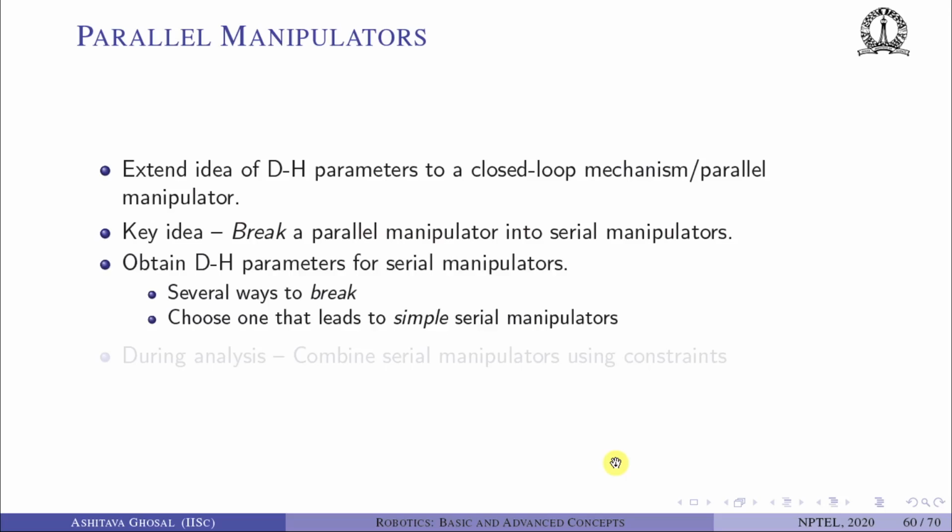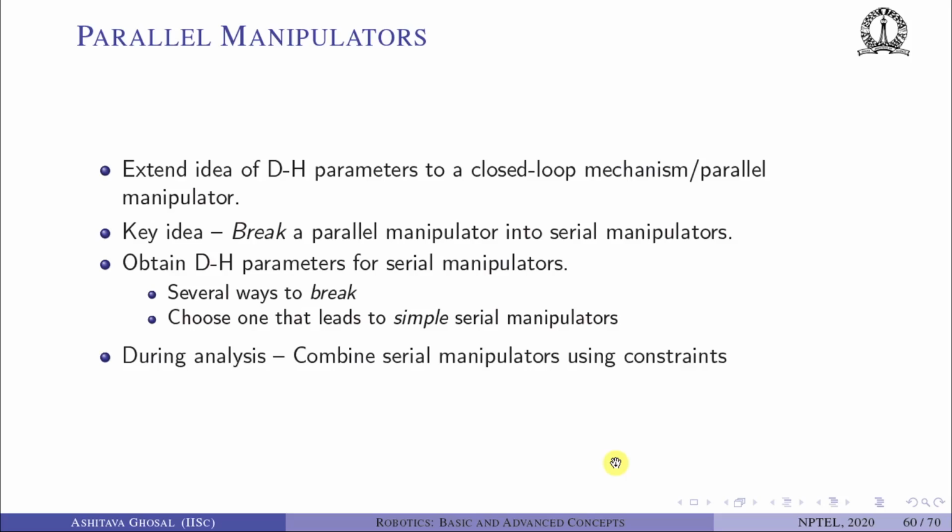Okay, what is the complication? The complication is there are several ways to break a parallel robot or a closed loop mechanism into serial robots. So if you break it in one way, you will get one set of DH table. If you break it in some other way, we'll get another set of DH parameters. So the obvious thing is to choose a way to break such that you get simple serial manipulators. So what is simple? Okay, the DH table is simple. That is the whole idea.